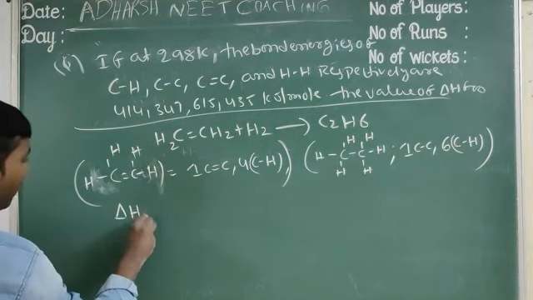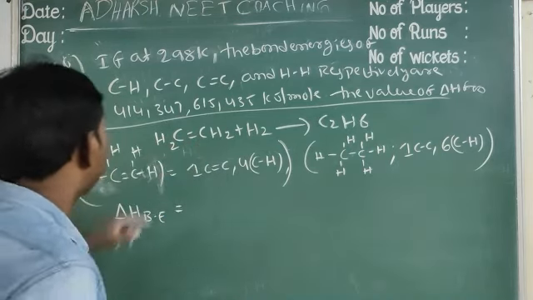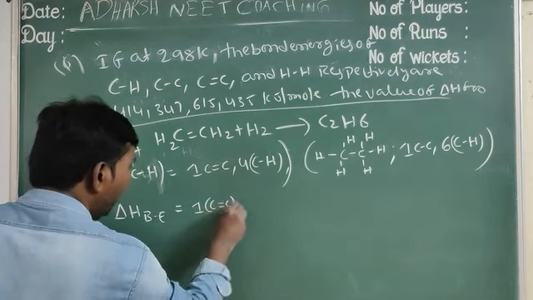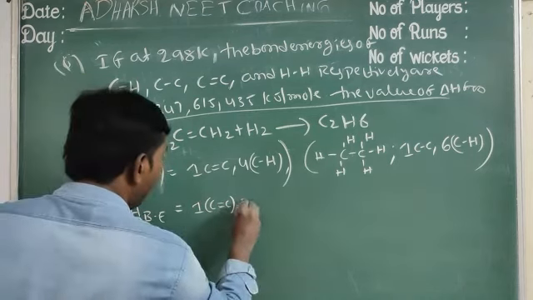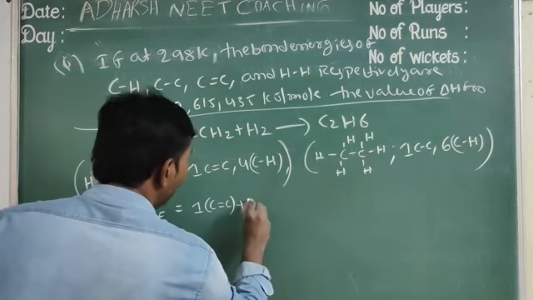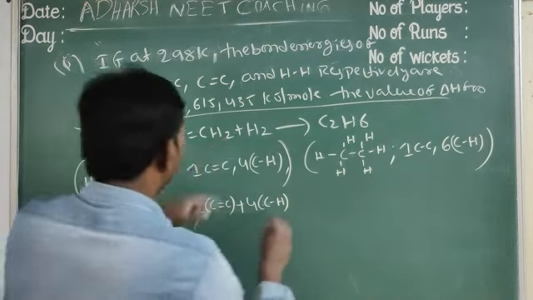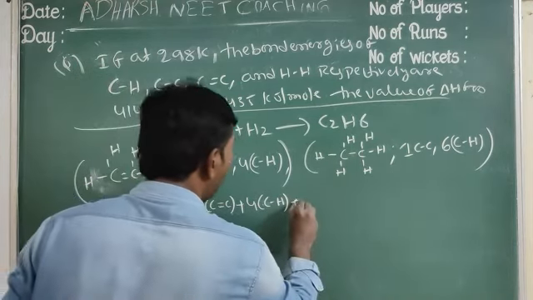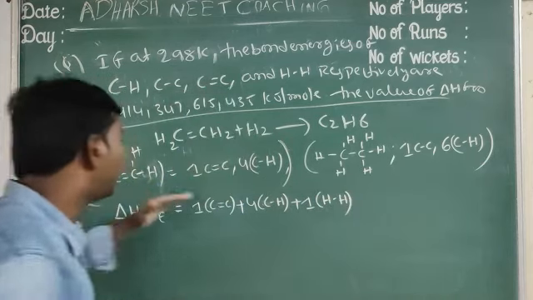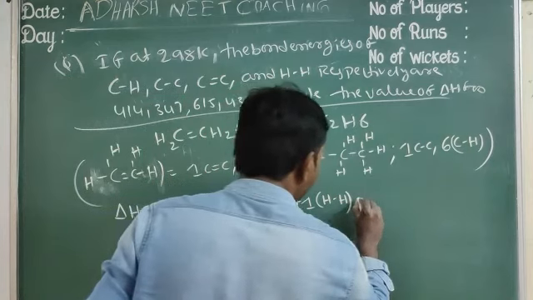The enthalpy of bond energy equals the bond energy of reactants minus products. First, ethylene. How many C double bonds are there? One. So one C double bond C, plus how many C–H bonds? Four C–H bonds, plus one hydrogen bond hydrogen, so one H–H bond. The reactants part is over. So bond energy of reactants minus products.